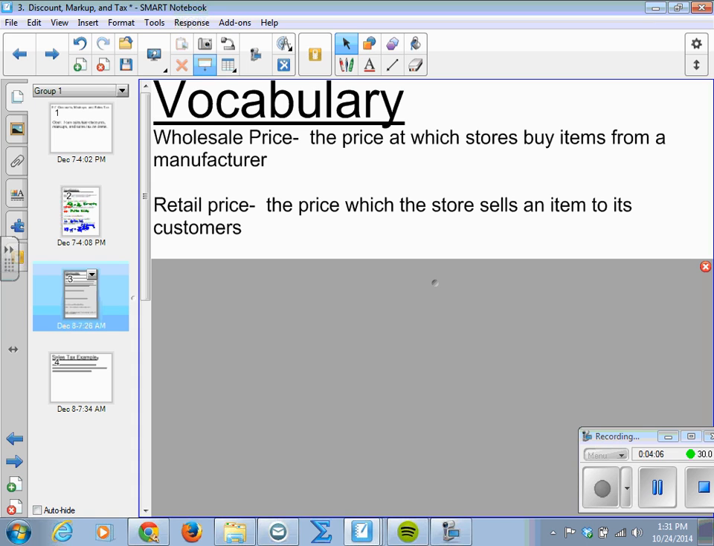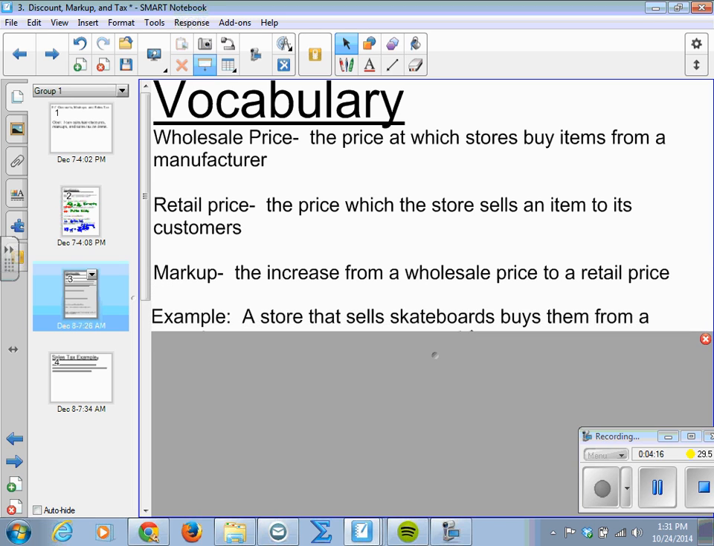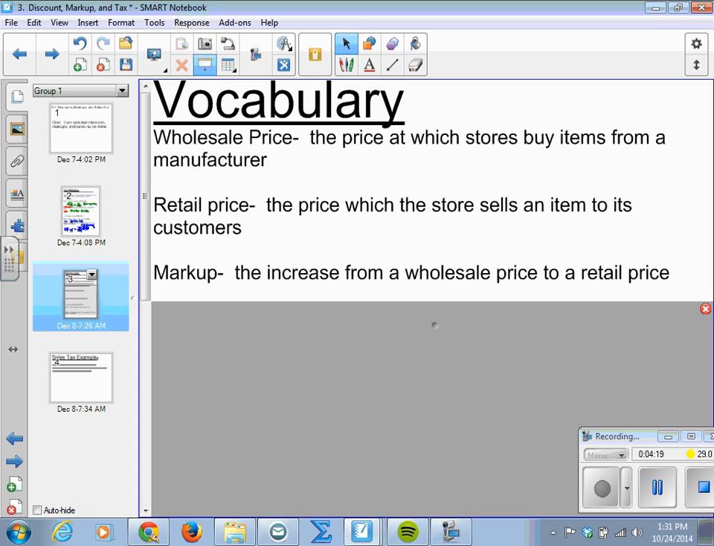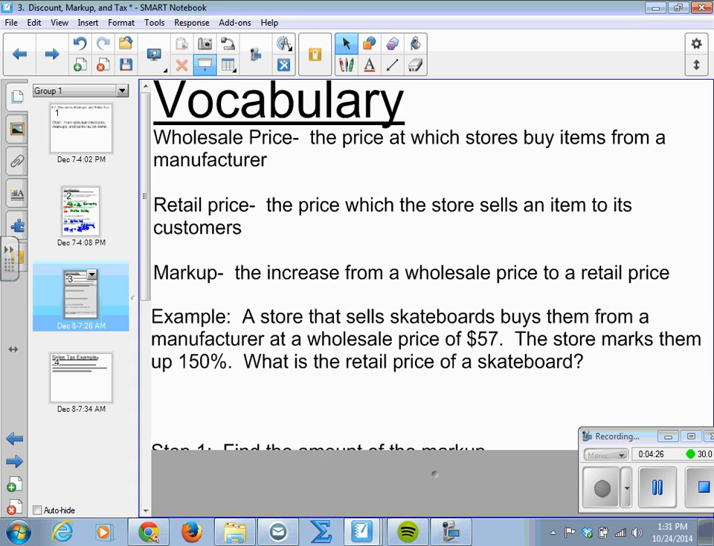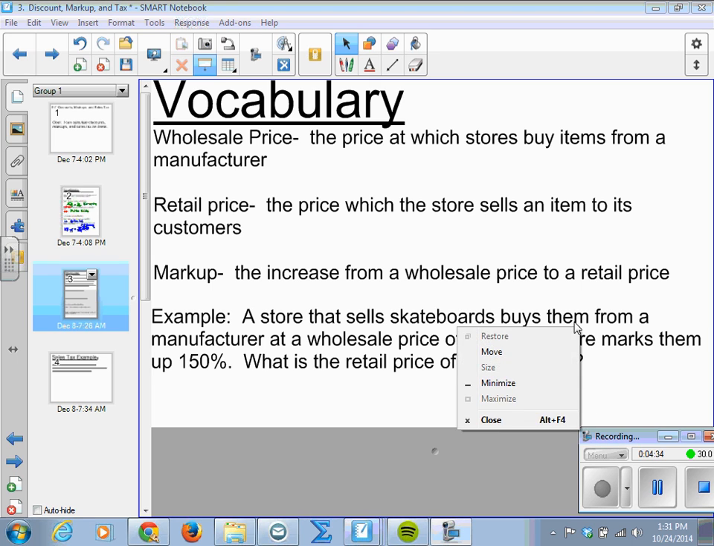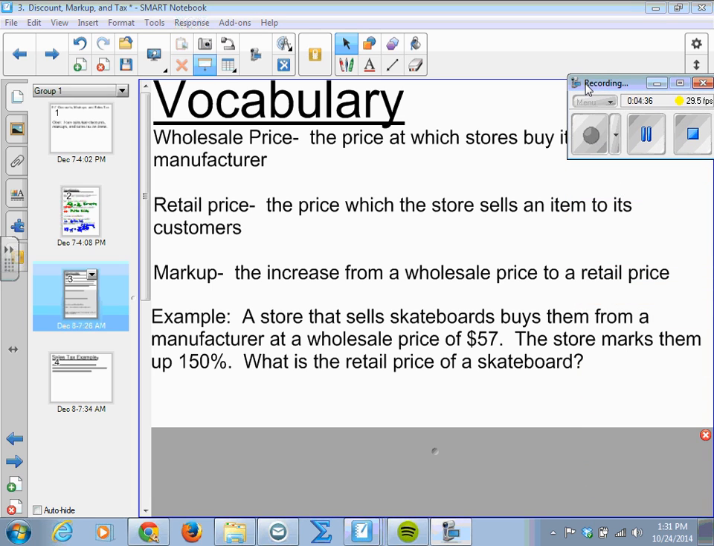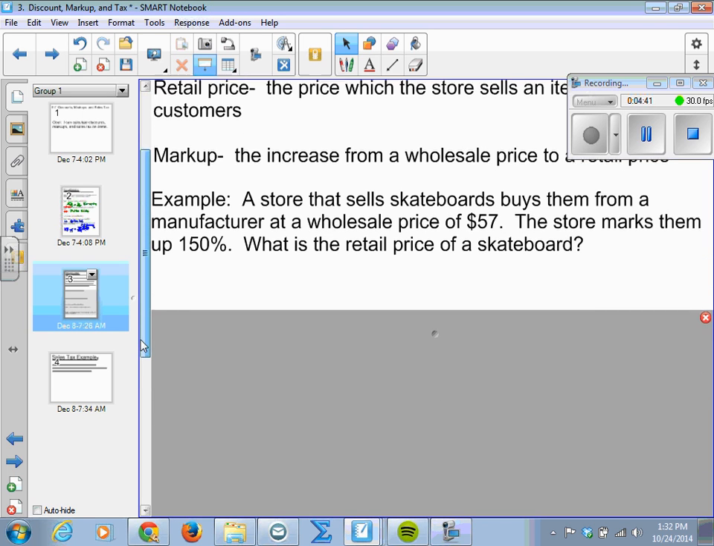And if any store or company is smart, the retail price is higher than the wholesale price. Otherwise, they're going to lose money. So that change in price is the markup. The store marked up the wholesale price to the retail price. So for example, a store that sells skateboards buys them from a manufacturer at a wholesale price of $57. The store then marks them up 150%. What is the retail price of the skateboard?